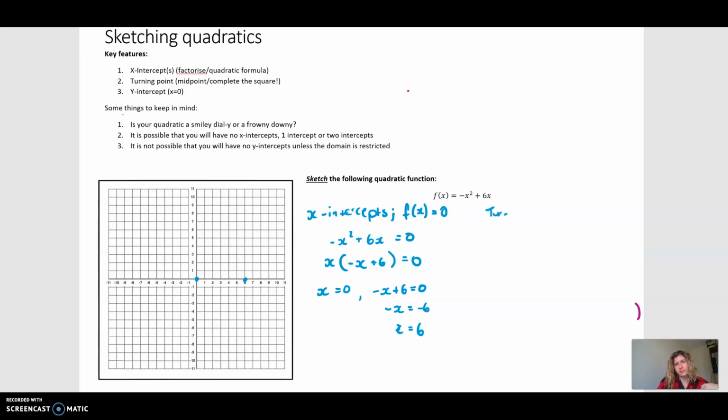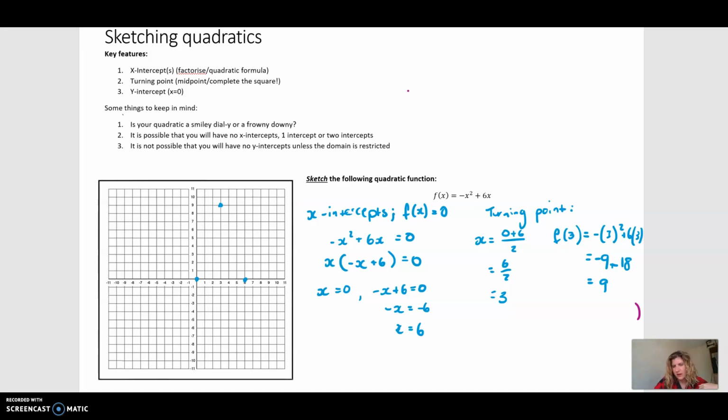Now, turning point. With the turning point, again we're going to find the x-coordinate first. So we're going to look at x, which is 0 plus 6 divided by 2. That gives us 6 over 2, which is 3. Now f of 3 is equal to negative 3 squared plus 6 times 3, which is negative 9 plus 18, which is positive 9. So our turning point is at 3, 9.